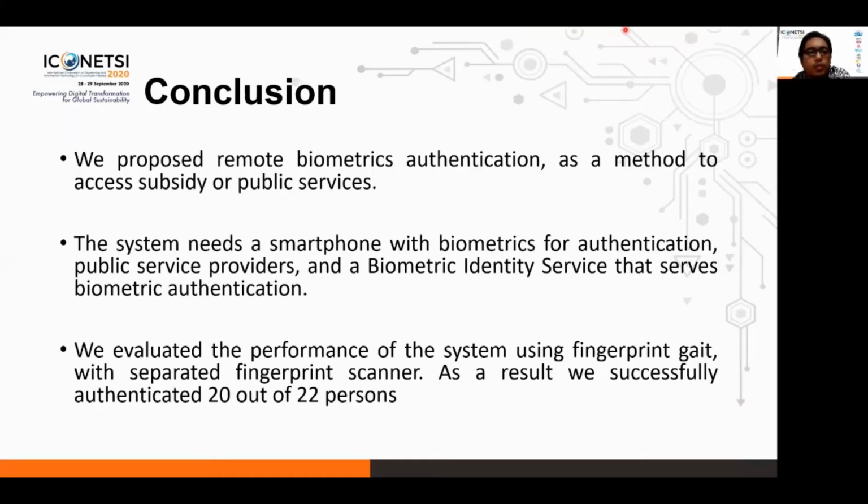Conclusion. We propose remote biometric authentication as a method to access subsidy or public services. The system needs a smartphone with biometric for authentication, a public service provider, and a biometric identity service that serves the biometric authentication. We evaluate the performance of the system using a fingerprint gate with a separate fingerprint scanner. As a result, we successfully authenticated 20 of 22. Thank you.